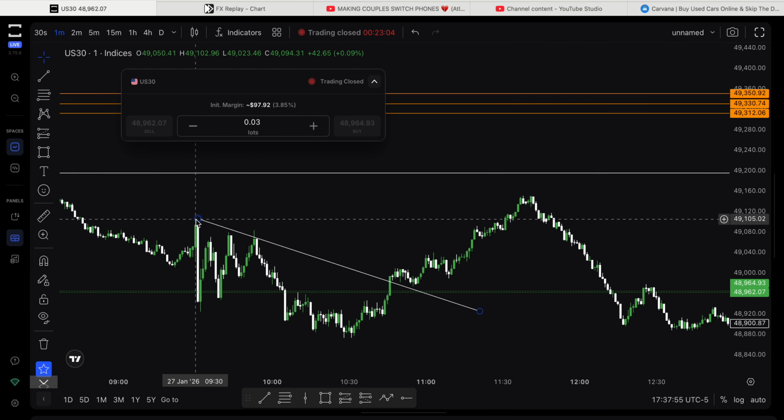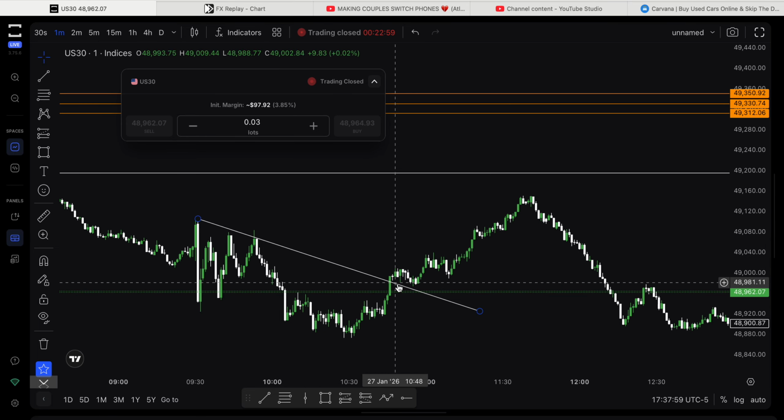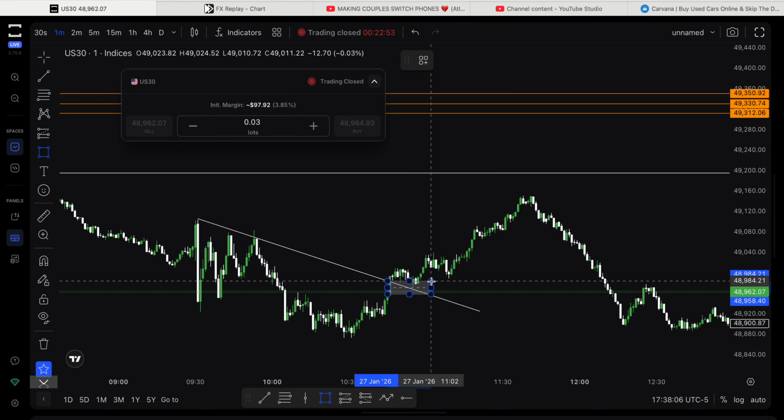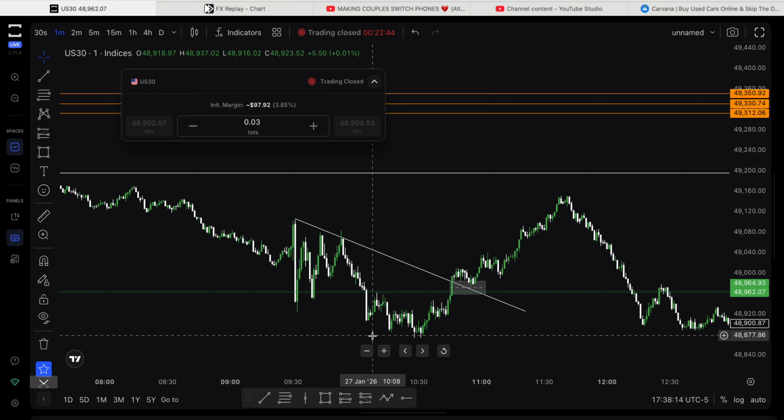When price, you got your touches, and then boom, price broke through it. Not only did it break through, it created a fair value gap. It came into that fair value gap and took off. You know what I'm saying? And that's really all the strategy is.